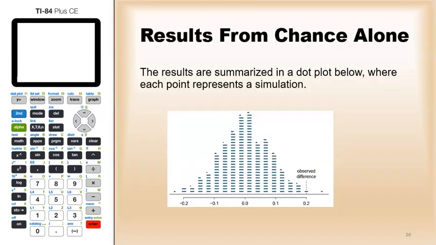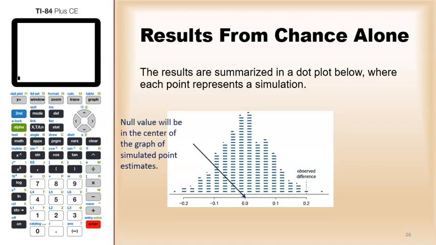Okay, here are the results in a dot plot set of simulations, where each point represents a simulation. So you can see right there in the middle, 0, that's going to be the null value. That's always going to be the center of the graph and basically represents what we'd expect from random chance.